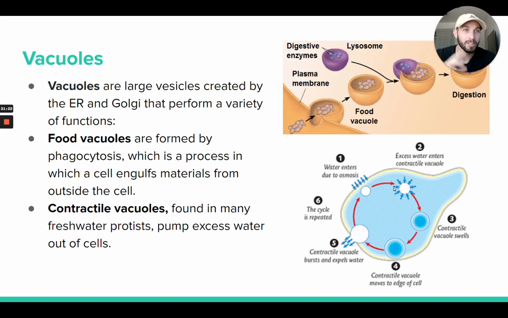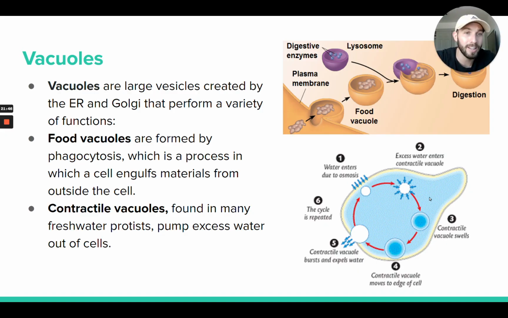So as the cell is starting to accumulate water, it fills up with water, these contractile vacuoles, and then it fuses with the cell membrane of the cell and squeezes. It can contract. Contract means it can squeeze, and it pushes out that water, which actually helps these unicellular organisms to move. So that's something that we see in protists, these contractile vacuoles.